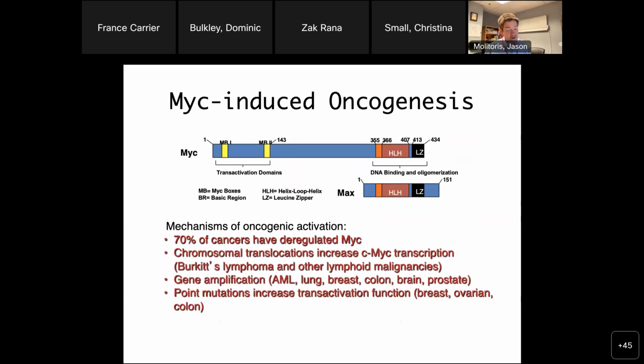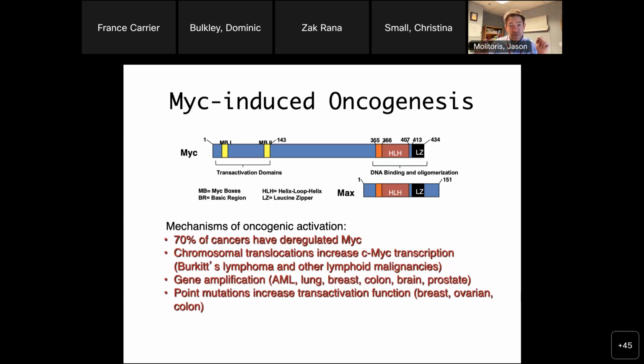MYC is probably one of the other most commonly tested on and most commonly talked about oncogenes. It's one of the earlier ones that was identified. And 70% of cancers have a deregulated MYC. Chromosomal translocations increase MYC expression. So Burkitt's lymphoma and some other lymphoid malignancies do this. This is part of that single hit, double hit that we sometimes talk about in radiation oncology with respect to lymphomas. So MYC is one of those genes.